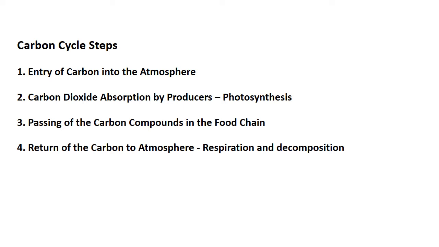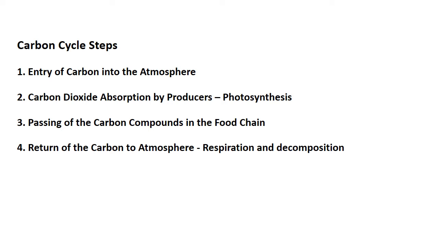The third step in the carbon cycle is the passing of carbon compounds in the food chain. The carbon compounds which are formed in the primary producers during photosynthesis enter the food chain and reach the animals when they consume these primary producers.